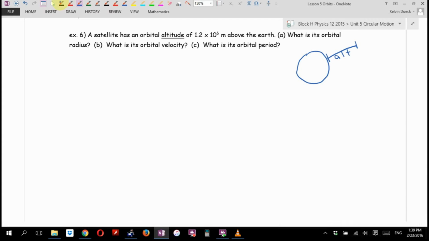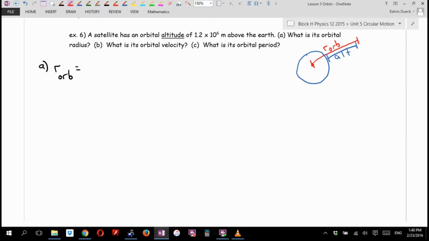In fact, part A says, what is the orbital radius? And usually I call that r orb. As a picture, what that is is this number. How the heck, if I know the altitude, how can I figure out the orbital radius? How far I am from the center of the planet? Okay, add the Earth's radius. Or if I'm at altitude above the moon, add the moon's radius. Or if I'm in orbit about the sun, add the sun.